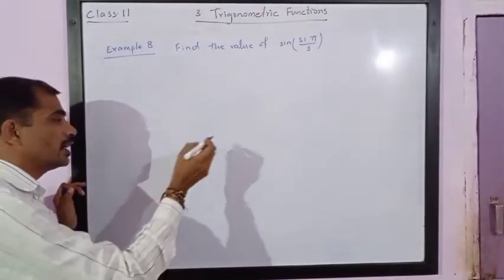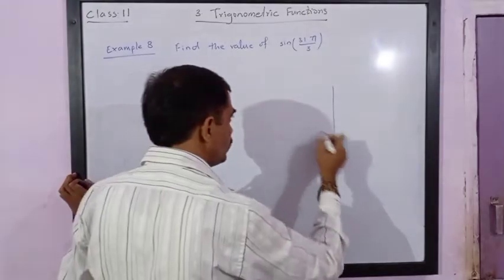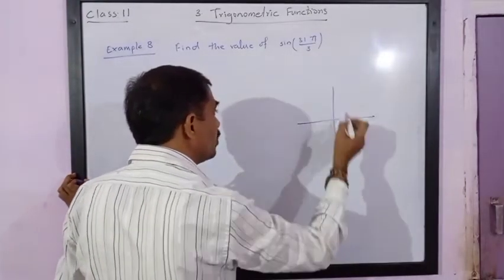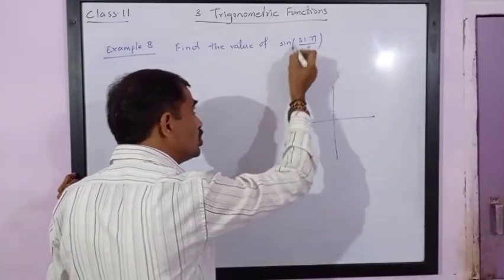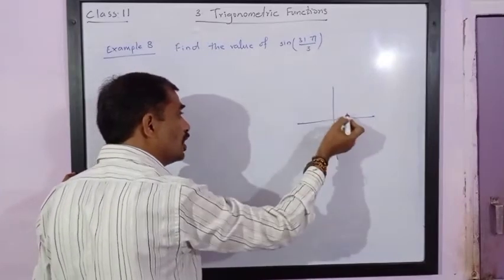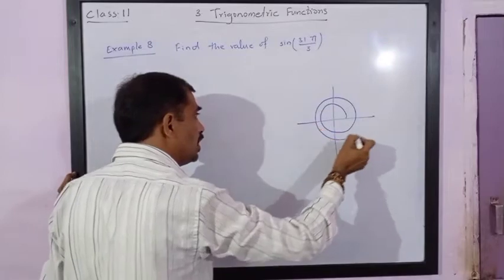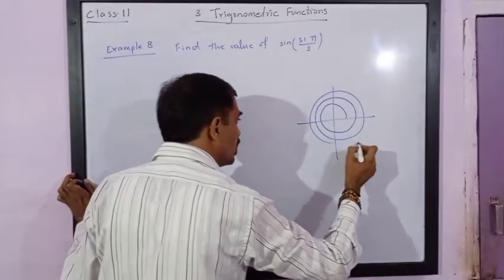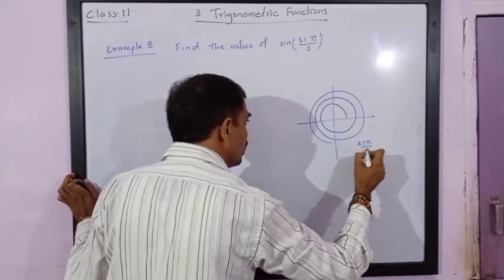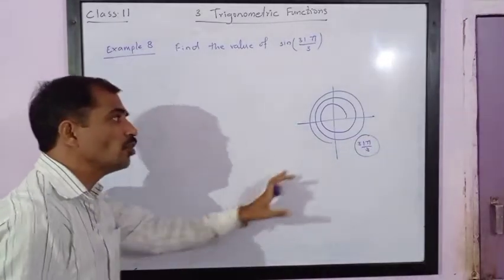Now we have already studied that for this 31π, sine is positive. Please note the angle is positive, so it is measured in the anti-clockwise direction, and after repeating we are going to get somewhere 31π/3. This is what we need to find.